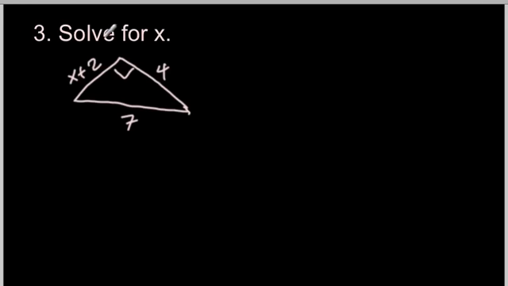Okay, number 3, solve for x. Here we have a right angle triangle. One side is x plus 2, the other side is 4, the other side is 7. First things first, always identify the hypotenuse. The hypotenuse is always right across from the right angle. So (x plus 2) squared plus 4 squared is equal to 7 squared by Pythagoras.